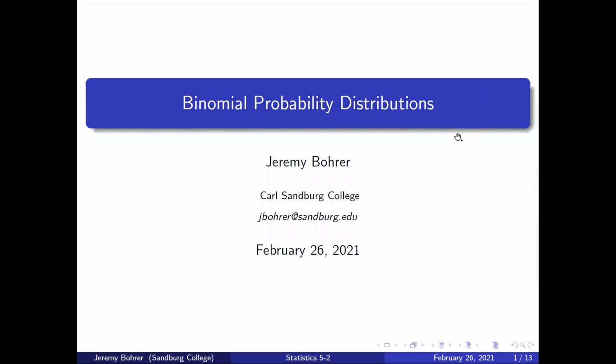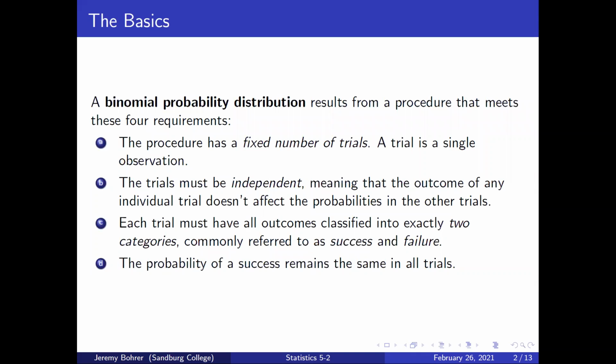In this video, we will discuss binomial probability distributions. A binomial probability distribution results from a procedure that meets these four requirements. The procedure has a fixed number of trials. A trial is a single observation. The trials must be independent, meaning that the outcome of any individual trial doesn't affect the probabilities of the other trials. Each trial must have all outcomes classified into exactly two categories, commonly referred to as success and failure. The probability of a success remains the same in all trials.